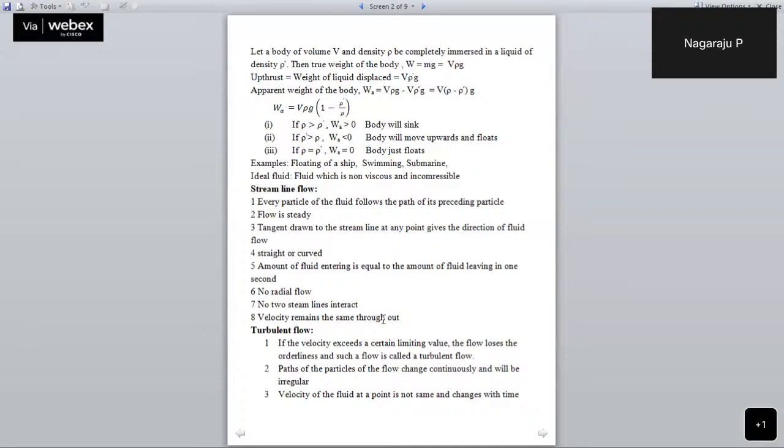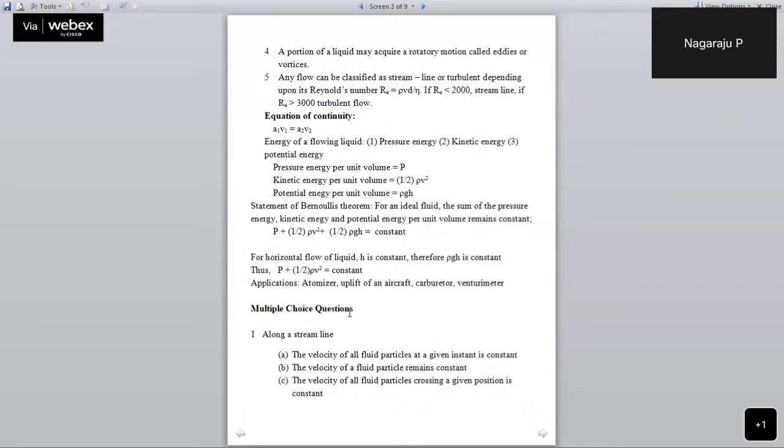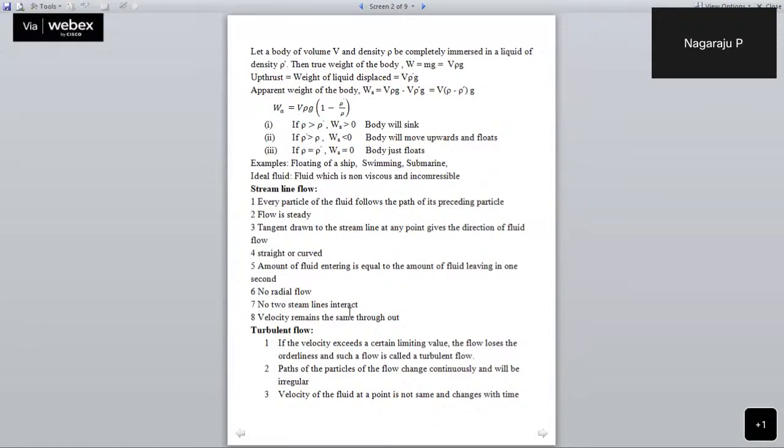Velocity remains the same throughout. That's what I told you. There is no question of changing its velocity with respect to time. That is why we also call it steady flow. In other words, the velocity remains the same. Then what we have here is the turbulent flow. What do we mean by a turbulent motion or turbulent flow? If the velocity is constant, then you call it the streamline flow. But on the other hand, if the velocity exceeds a certain limit, and then that flow loses its orderliness, such a flow is called a turbulent flow.